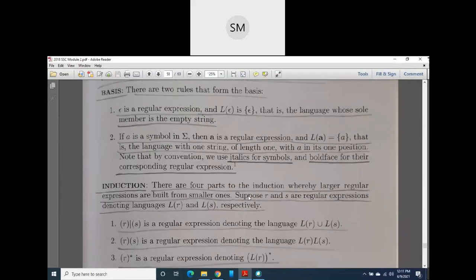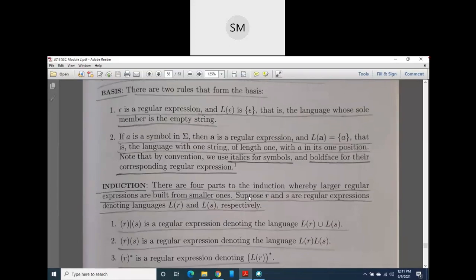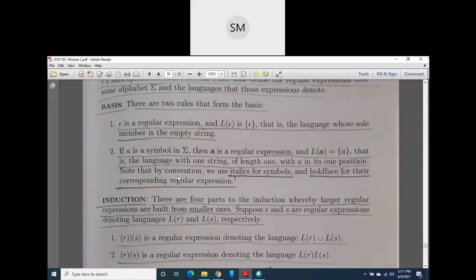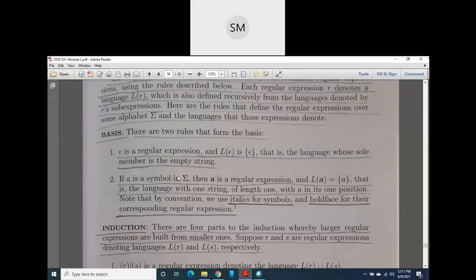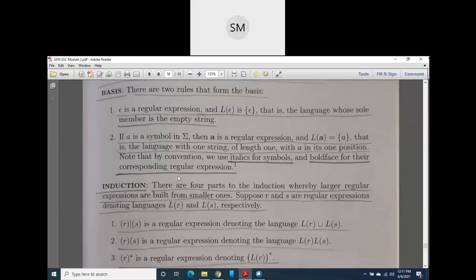What are those two rules? These are also very important for your exam. See, here the first rule is the basis rule, then the induction rule. Basis rule and induction rule. See, these are two rules. Why are we using them? These rules are going to guide us. They are going to give us some guidelines to write the regular expressions.